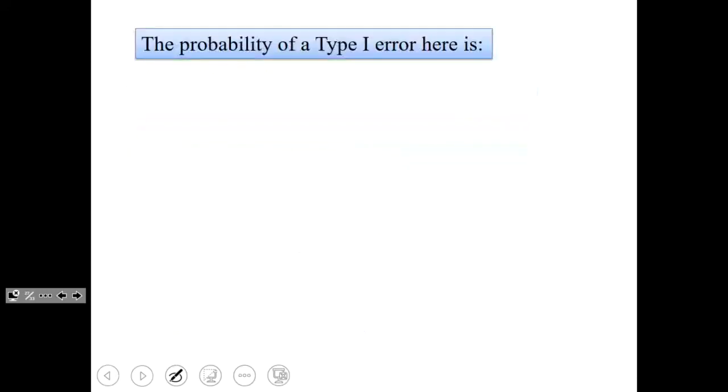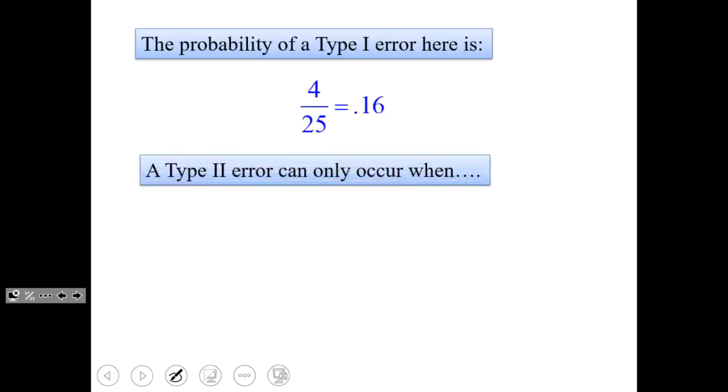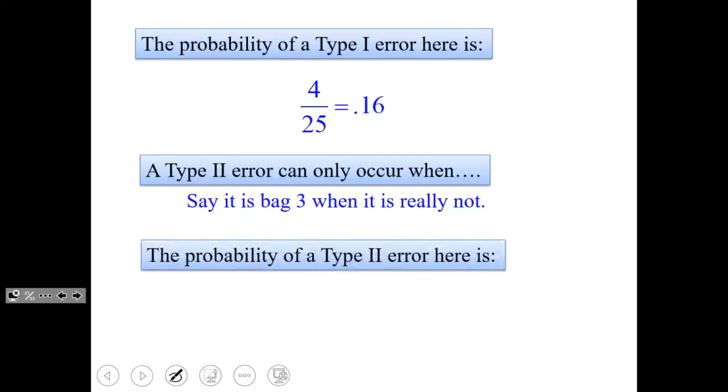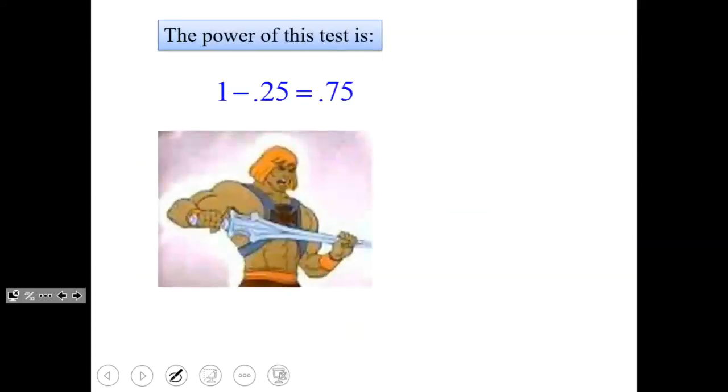Let's think about that. That means his chance of a type 1 error, there were 4 of those out of 25 total, is 0.16. His type 2 error can only occur if he says it's bag 3 when it's really not. It was actually false that he had bag 4. In this case, that means he had to pull one of those 3 black balls out of bag 4. 3 out of 12 is 0.25. So his power is 1 minus 0.25, or 0.75.